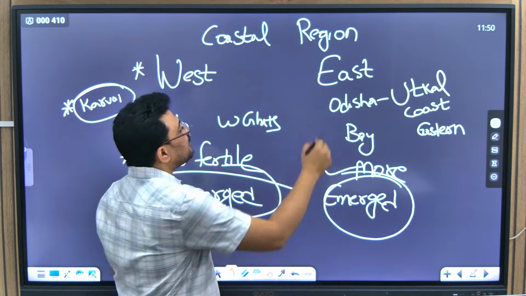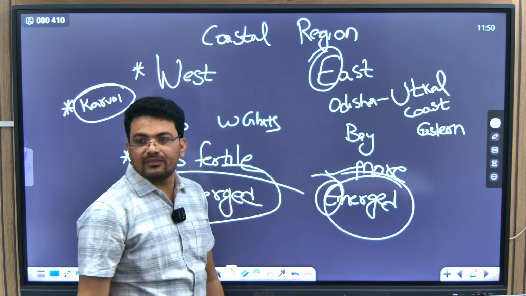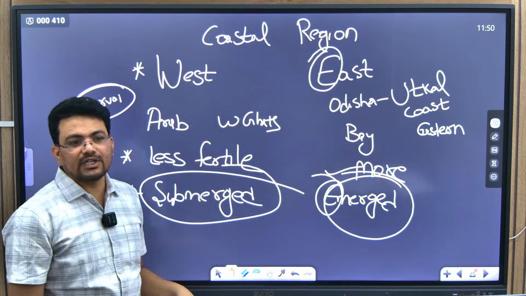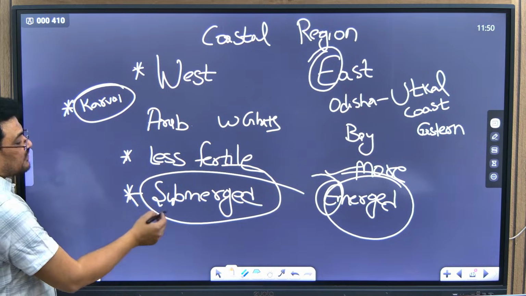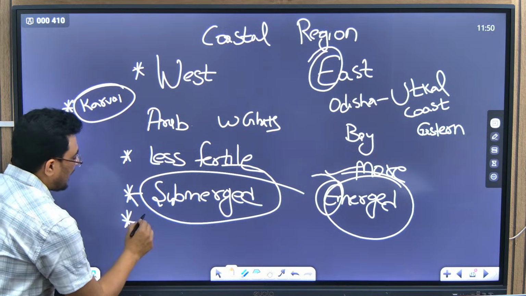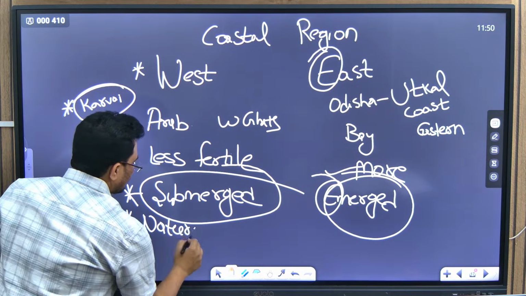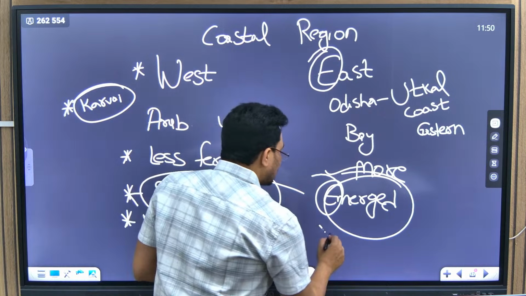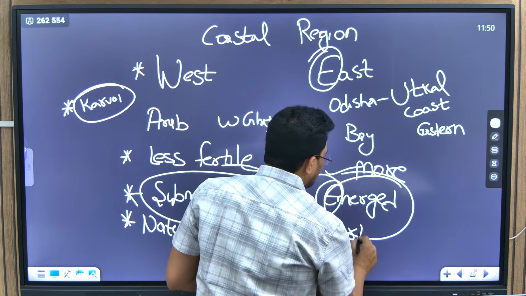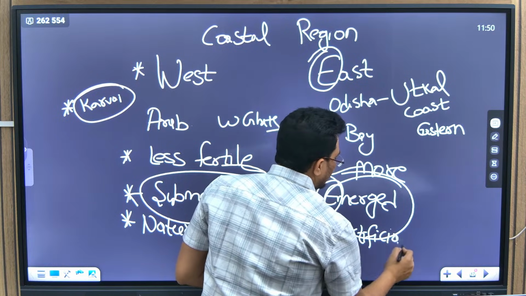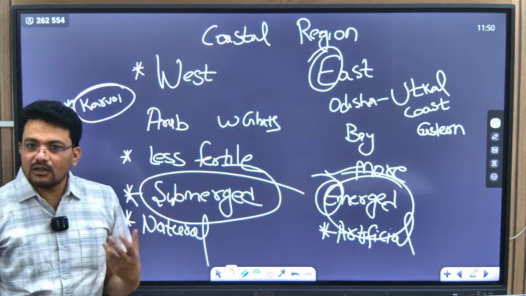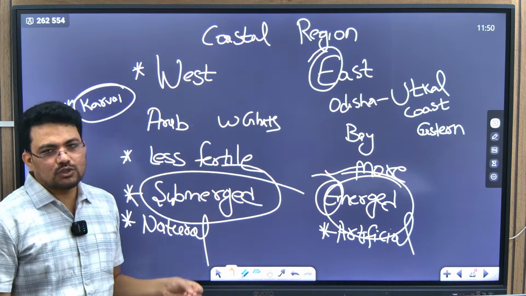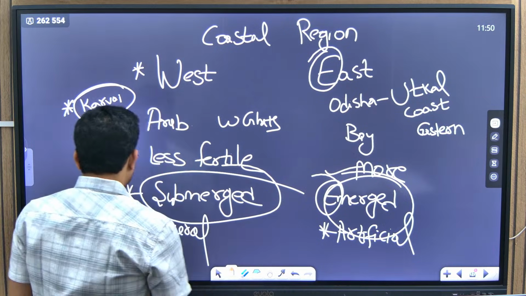Okay, so please remember, east coast is emerged, meaning it is raised a little higher, and west coast is submerged under the water. Because of the submergence, we have a lot of natural ports here. Natural ports are common in the western coast, but in the eastern coast, not many. Most of them are artificial. You have to work upon them and make them ports. A lot of dredging and other artificial activities are needed in the eastern coast to make ports.